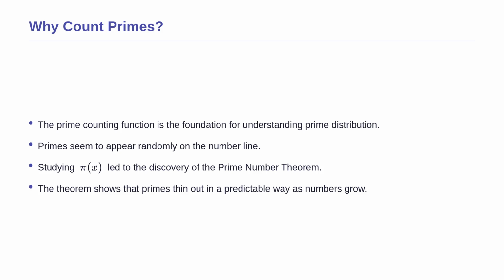You might wonder why mathematicians care so much about counting primes. The prime counting function is the absolute foundation for understanding how prime numbers are distributed across the number line. At first glance, primes seem to appear completely randomly. However, studying this exact function led mathematicians to the discovery of the prime number theorem. This groundbreaking theorem shows that primes actually thin out in a very predictable way as numbers get larger, revealing hidden order in the universe of numbers.